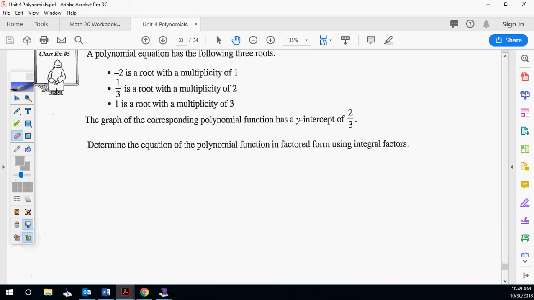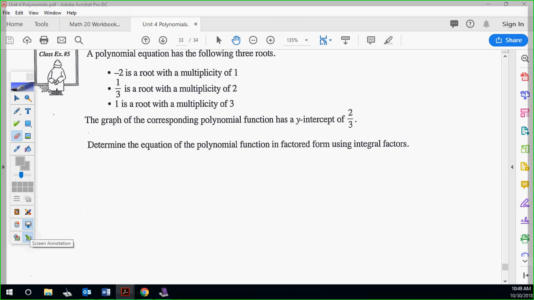Okay, a polynomial equation has the following 3 roots. Negative 2 is a root with a multiplicity of 1, 1/3 is a root with multiplicity of 2, and 1 is a root of multiplicity of 3. The graph of the corresponding polynomial function has a y-intercept of 2/3. That's important because this is a point. This is the point that's not part of the zeros you want to use. This is the point (0, 2/3). Determine the equation of a polynomial function in factored form using the integral factors.